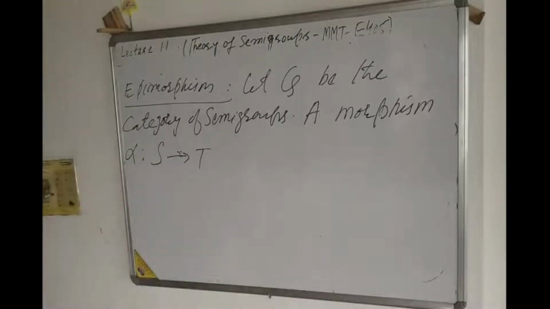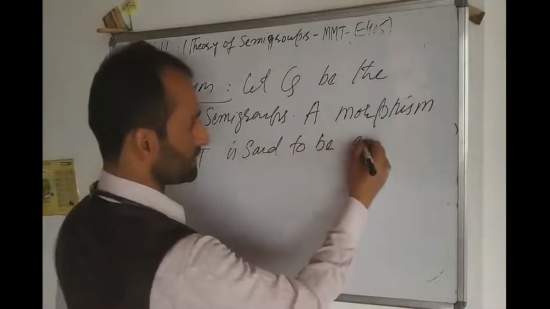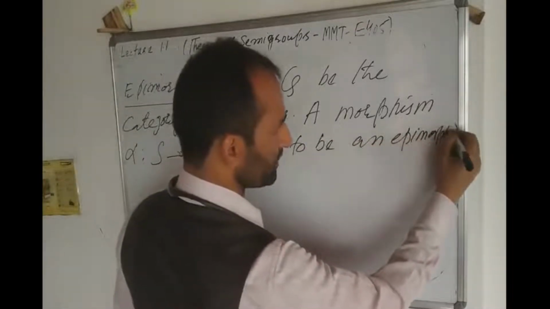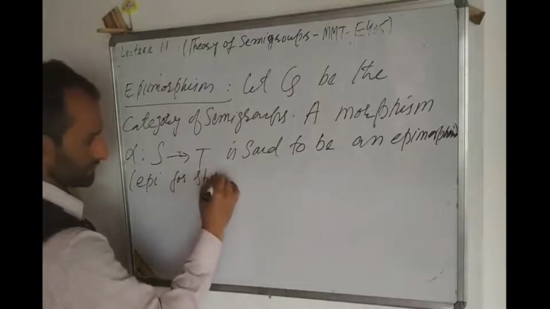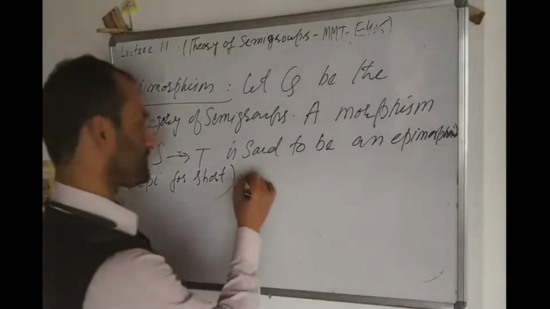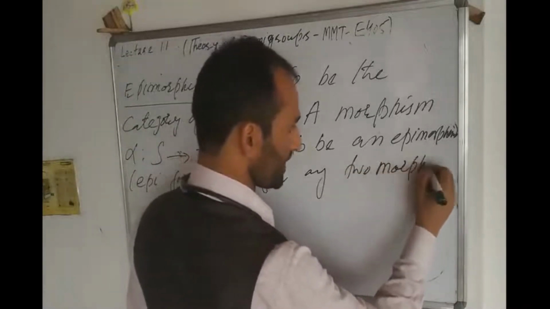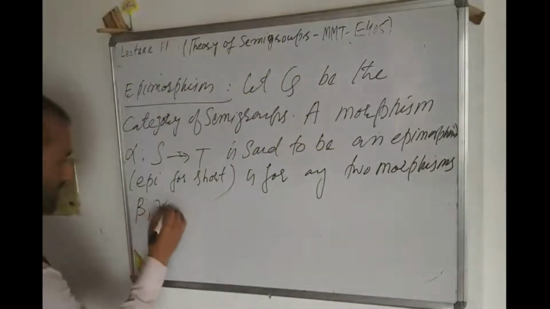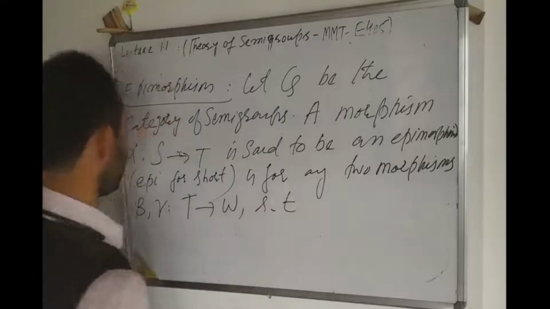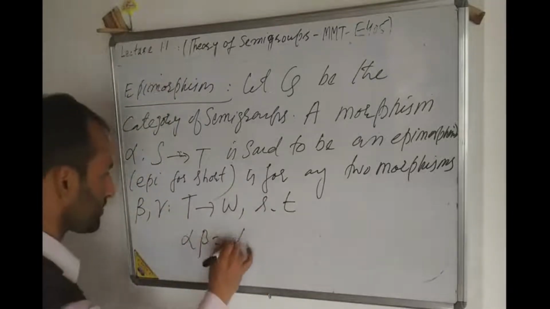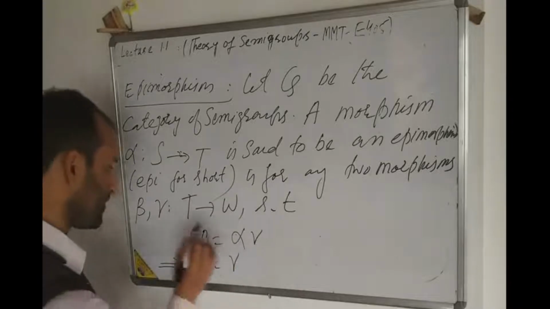A morphism alpha from S to T is said to be an epimorphism, we write this as epi for short, if for any two morphisms, again they are semigroup morphisms, beta, gamma from T to some other semigroup W, such that alpha beta is equal to alpha gamma, the composition is same, if this composition same implies that beta is equal to gamma, then we say alpha is an epimorphism.